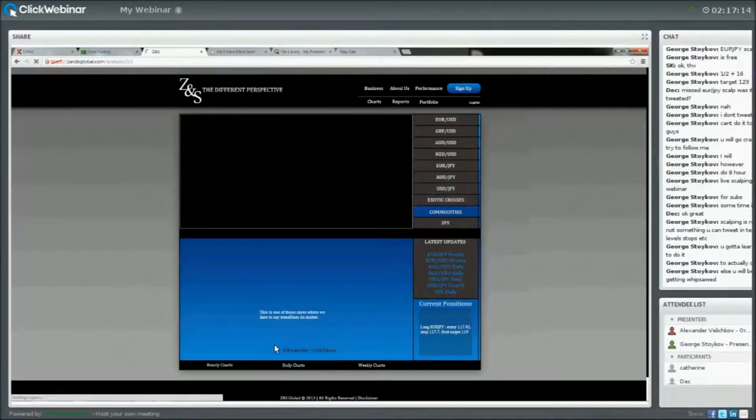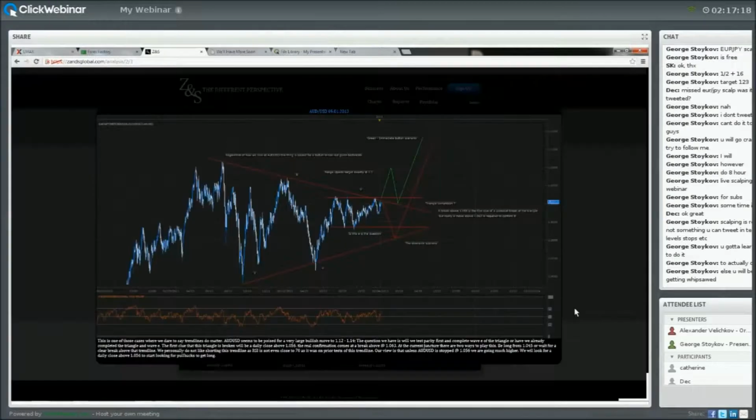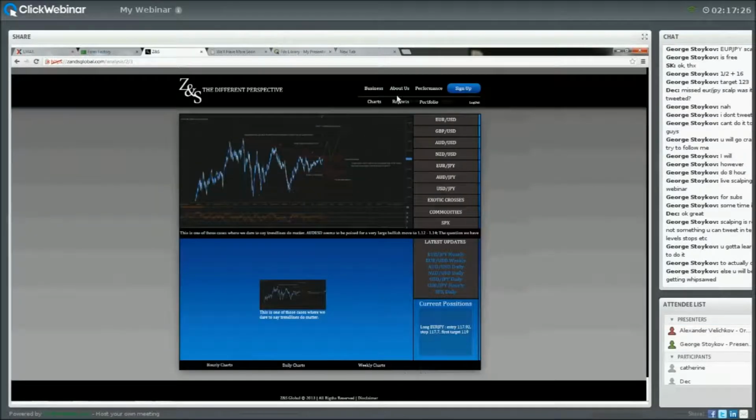Other pairs, Aussie dollar right now. This is an analysis that George has done, as you guys can see. I don't know, is it coming out pretty? Yeah, it looks good on George's screen. You guys can see weekly charts, etc.